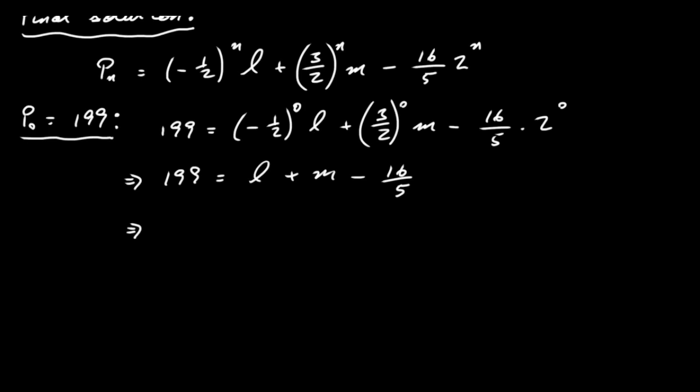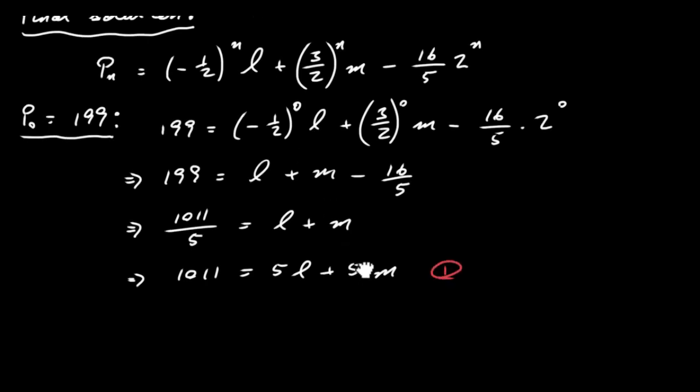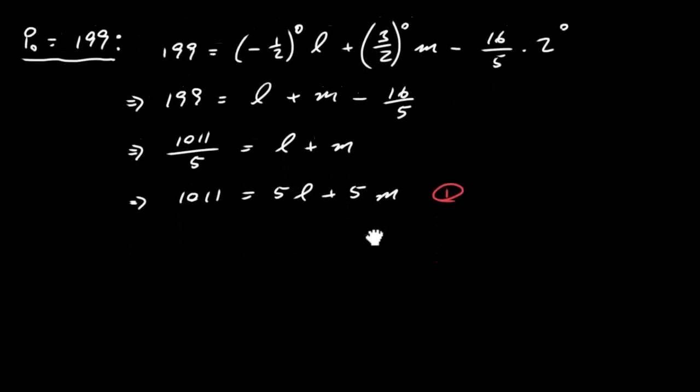That will give me, so multiply by 5, divide by 16, it'll simplify to 1011 over 5 is equal to L plus m. Now just get rid of that fraction, 5L plus 5m. So again, this is my first equation. I've now got to work out another equation using P1.